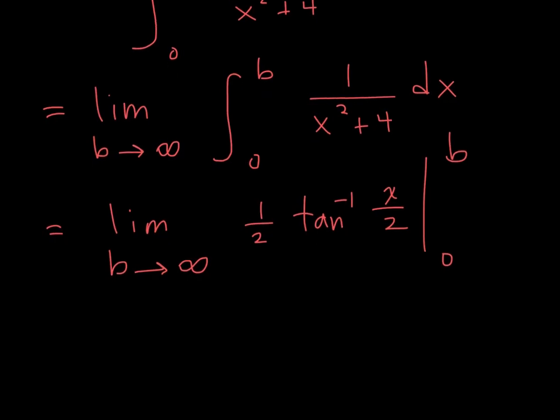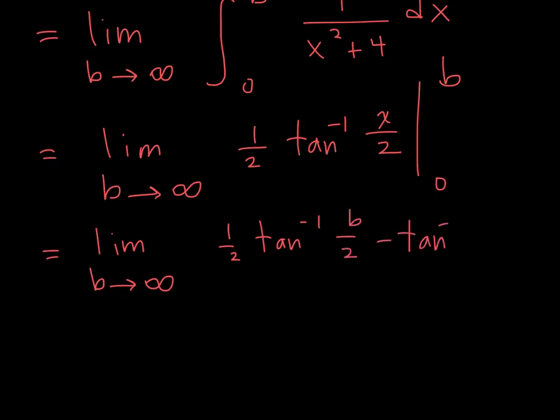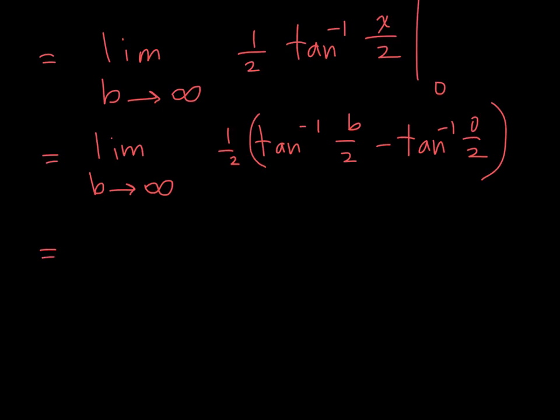All right, so let's continue simplifying here. So this is the limit as b goes to infinity. I don't want to evaluate that just yet. Of 1/2 times inverse tangent of b over 2 minus inverse tangent of 0 over 2. Let me put some parentheses there. I actually can factor out that 1/2. I'm going to do that now. So I have 1/2 out front, and I will simultaneously evaluate the limit. Now, as b goes to infinity, you have infinity over 2, so this becomes infinity.